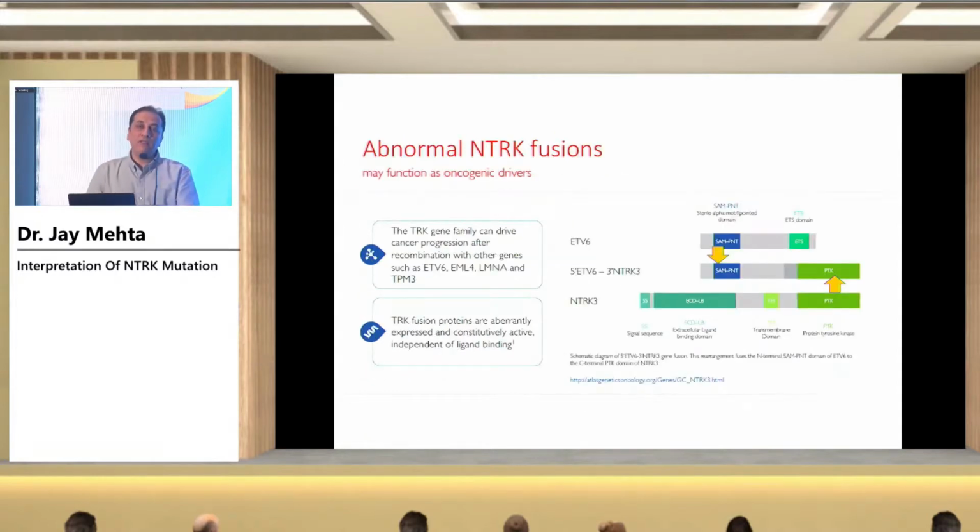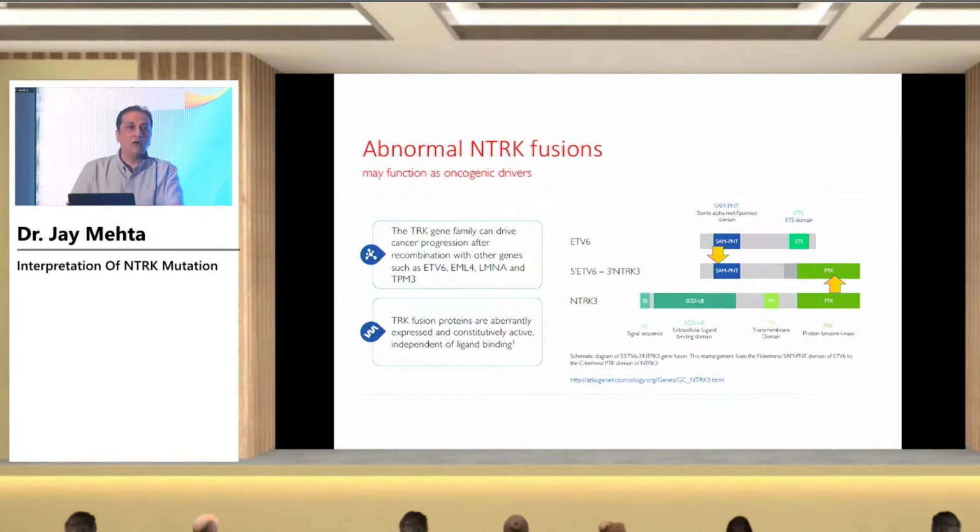The applied aspect of this is that if they have abnormal NTRK fusions, they may act as oncogenic drivers. The TRK gene family can drive cancer progression after recombining with other genes such as ETV6, EML4, and so on and so forth. These proteins are aberrantly expressed and constitutionally active, so they don't need the neurotrophin to actually stimulate the receptor. The receptor is always switched on.